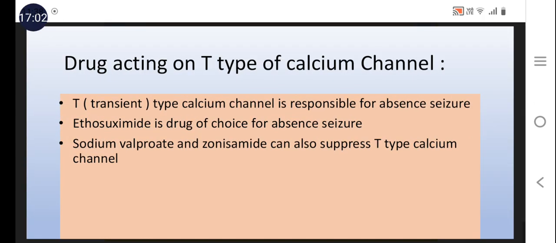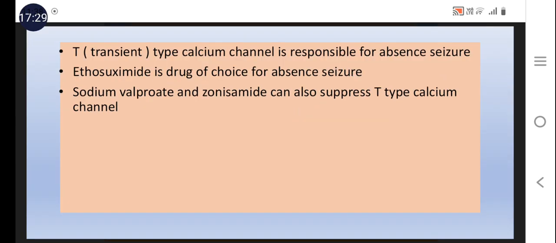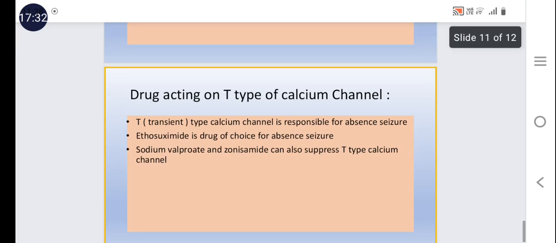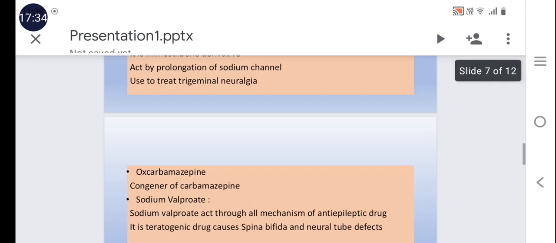Next is a drug that acts on the T type of calcium channel. Ethosuximide is a drug of choice for the treatment of the absence seizure, or we can say petit mal seizure. Along with that, sodium valproate and zonisamide can also be used in the inhibition of the T type of calcium channel. And zonisamide is a carbonic anhydrase inhibitor drug. This is about the anti-epileptic drugs.